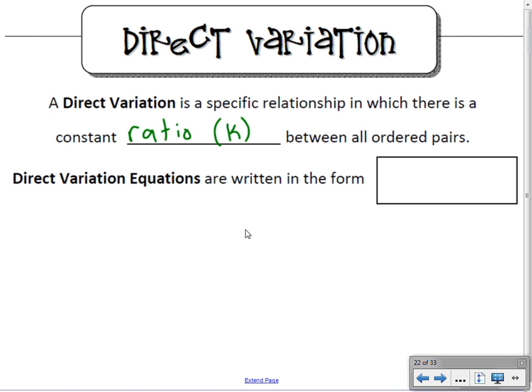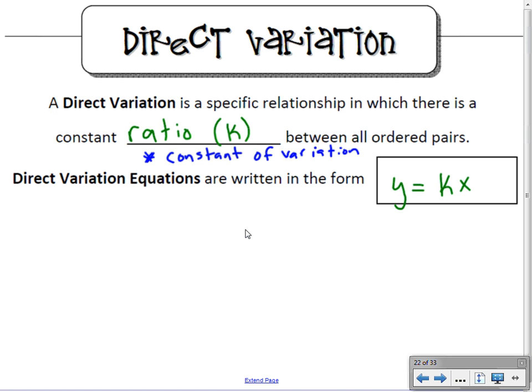Another word that you might hear is the constant of variation. And whenever you hear constant of variation, we're talking about this variable k, which is really just representing this constant ratio between all the x and the y values. Now, if we can identify a relation, a function, as a direct variation, the equation is very simple. The equation for a direct variation is just y equals k times x.